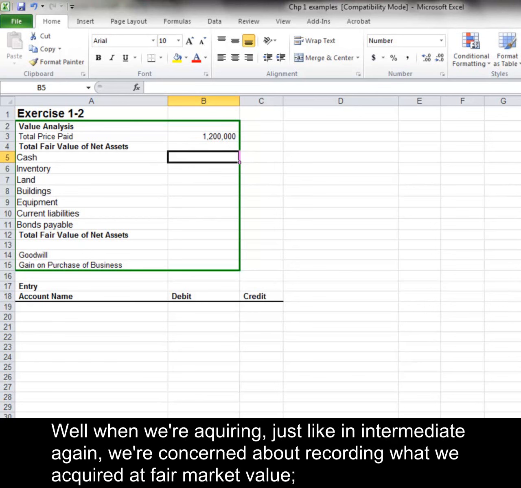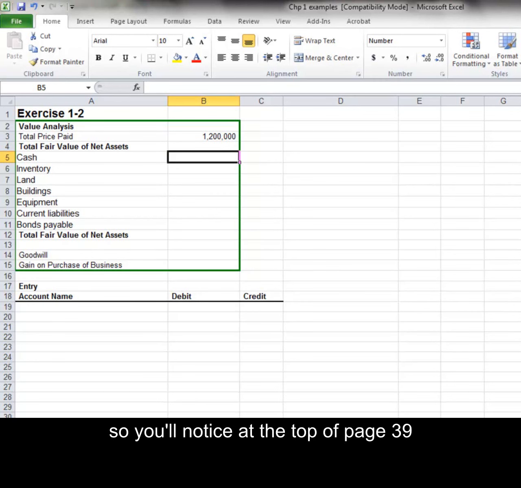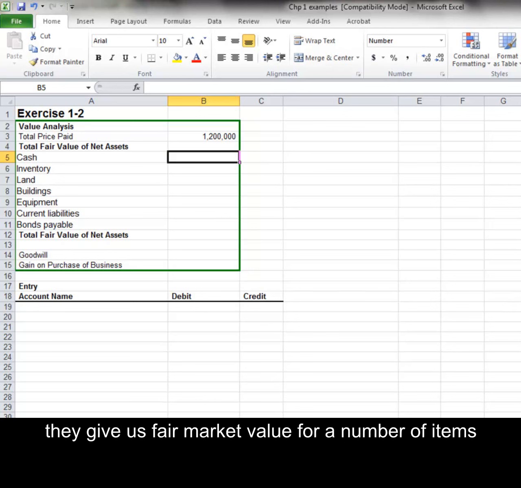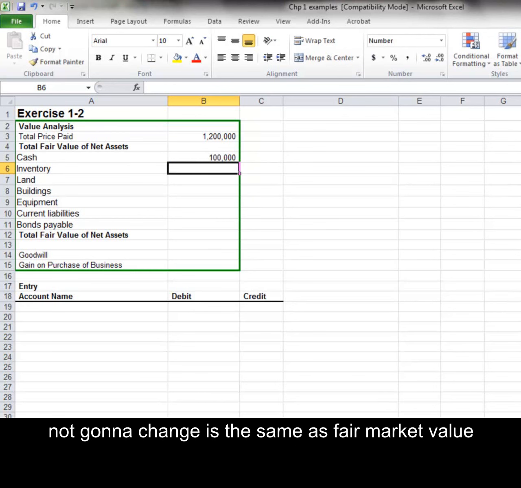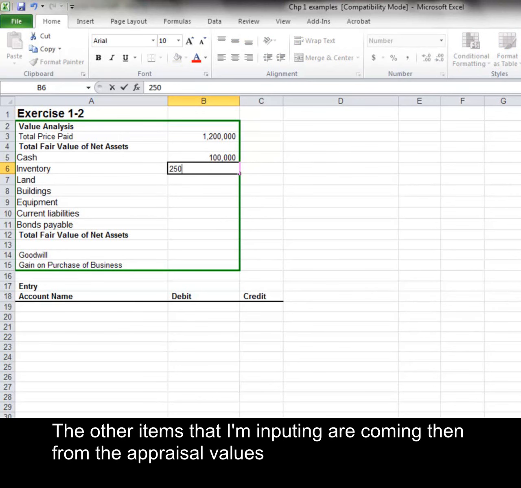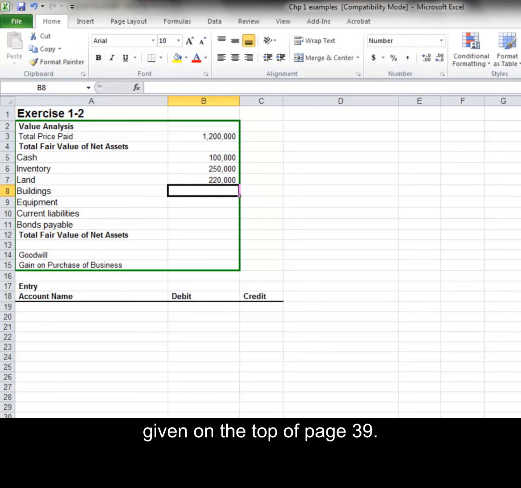The second step then is to consider what did we acquire for that $1.2 million. Just like in intermediate again, we're concerned about recording what we acquired at fair market value. You'll notice on the top of page 39, they give us fair market value for a number of items. If a fair market value is not given, then you can assume that book value is the same as fair market value; cash, for instance, is not going to change. So the cash came from the trial balance. The other items that I'm inputting are coming from the appraisal values given on the top of page 39.